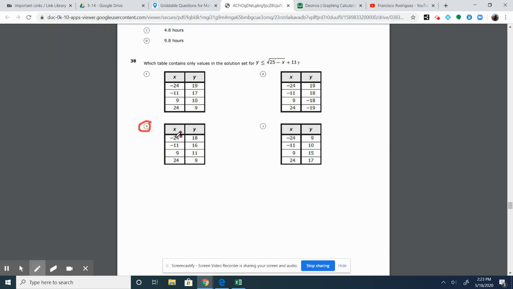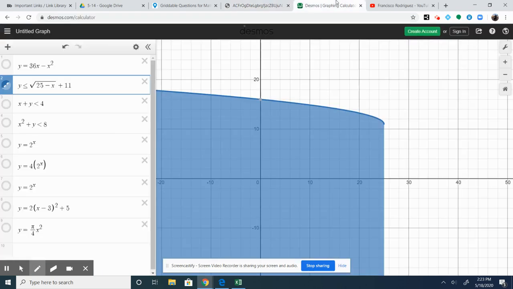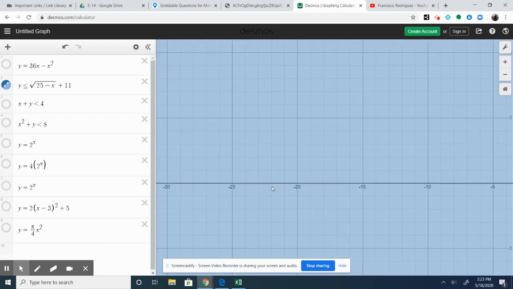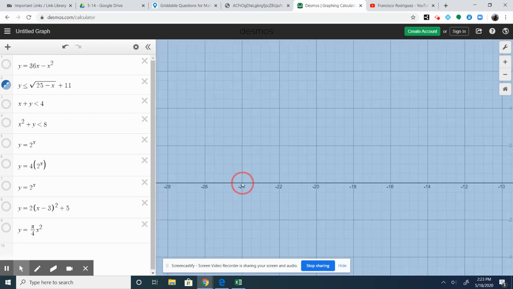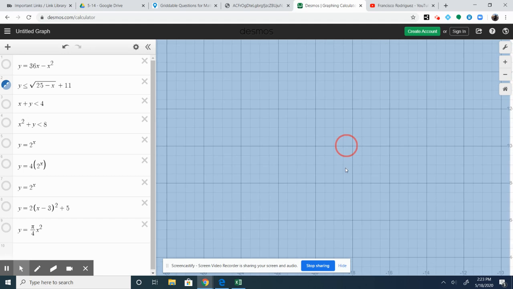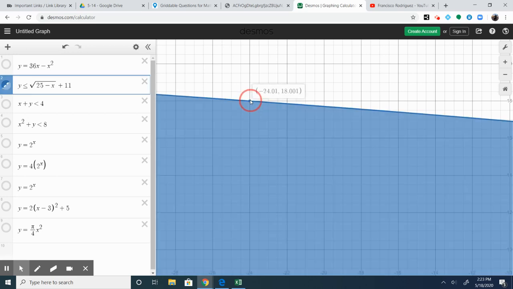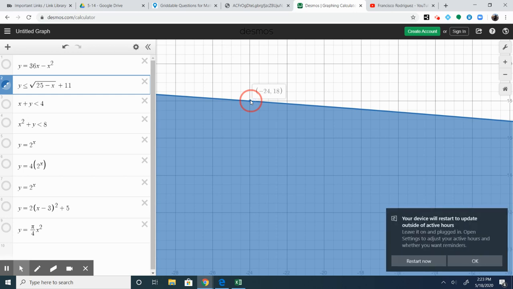And what we see is that we have negative 24 and 18. So let's move this to negative 24. Negative 24 is right here. And then we're going to go up to 18. So negative 24 and 18 will meet up here. Since it's on the line, then that's okay. That is part of our solution.